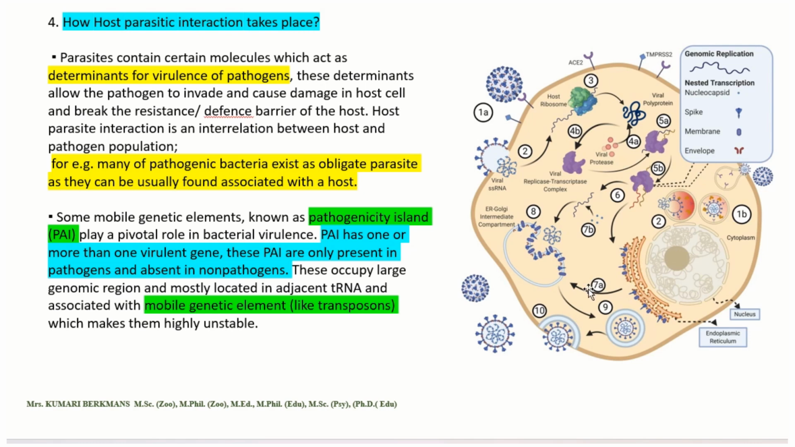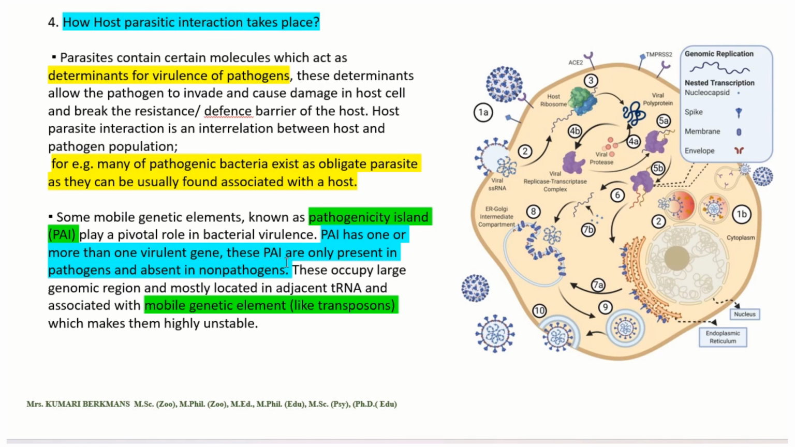For example, let us take pathogenic bacteria. They exist as obligate parasites as they are found associated with the host. Pathogenicity island, that is PAI, plays a vital role in bacterial virulence. PAI has one or more virulence genes. PAI means pathogenicity island, as you can see here.